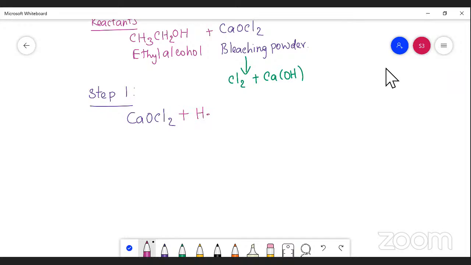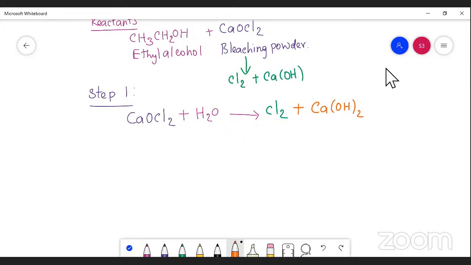Bleaching powder is reacted with water, that is, hydrolysis. So on hydrolysis of bleaching powder, what will happen? The first product is chlorine gas, liberated, and the remaining we get is Ca(OH)2, that is calcium hydroxide. So we are getting chlorine and calcium hydroxide on hydrolysis of bleaching powder.